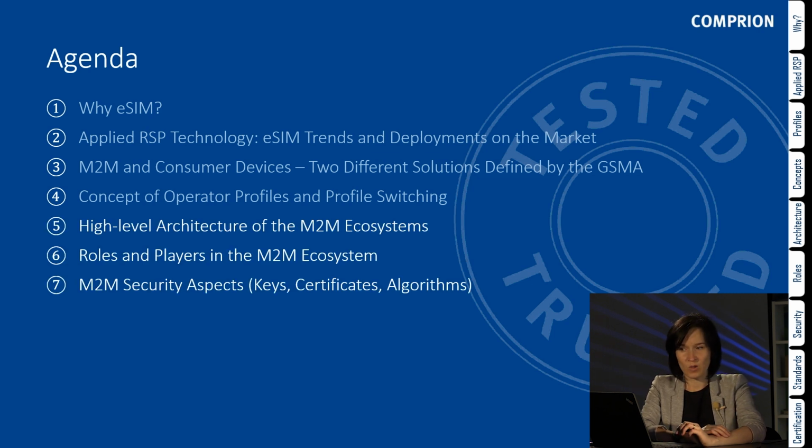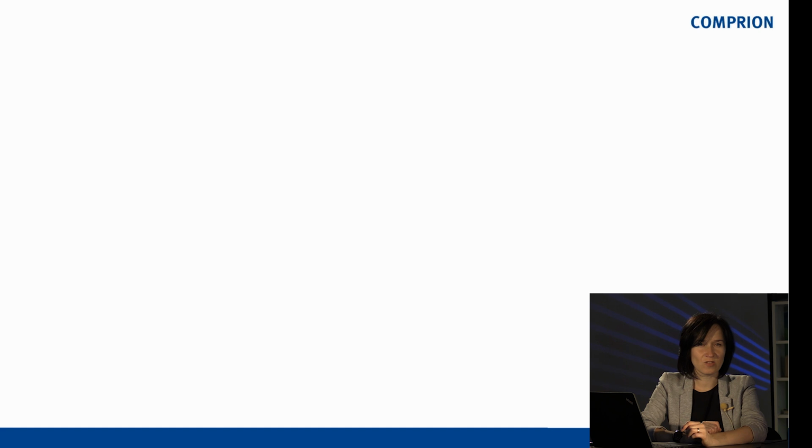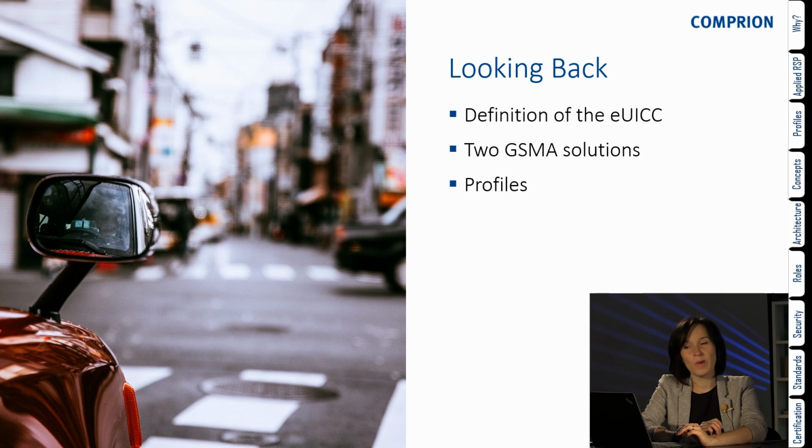But today we have a different agenda, so we will go to the high-level architecture of the M2M ecosystem. We'll talk about the roles and players in the M2M ecosystem, and also about the security aspects, such as keys, certificates, and algorithms. But first of all, let's try to remember what were the main topics from the first part. Let's have a look back.